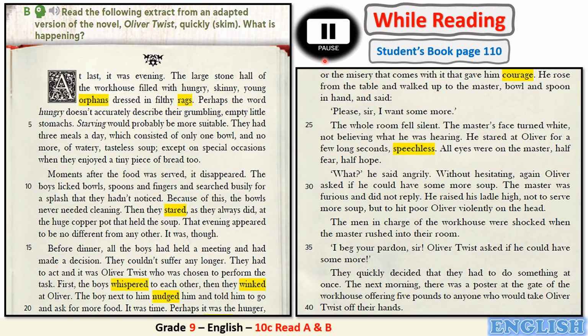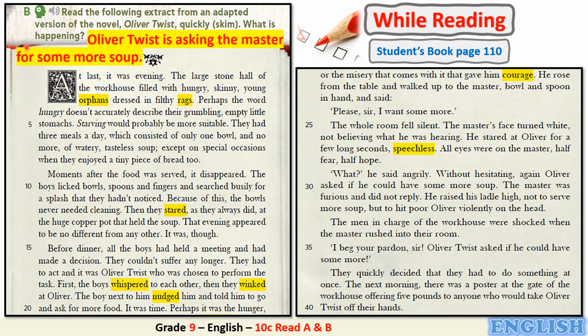Now, after skimming the text, pause the video, then answer this question to get the main idea of the reading text. Now, let's check your answers. What is happening? Or what is the main idea of the reading text? Excellent, my students. Oliver Twist is asking the master for some more soup.